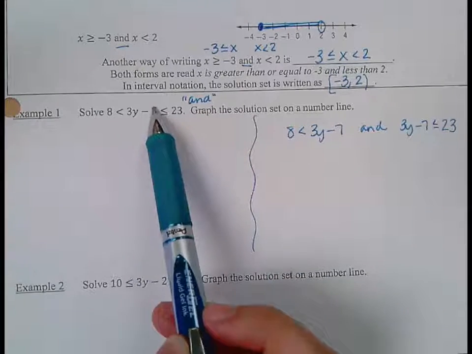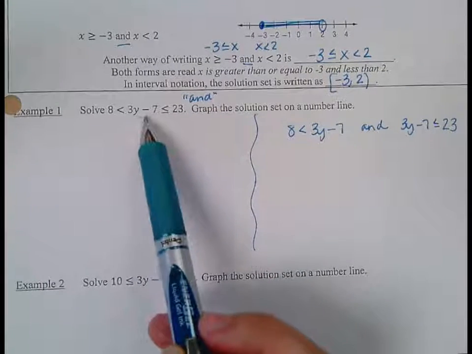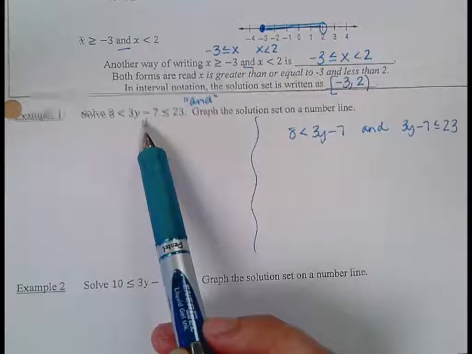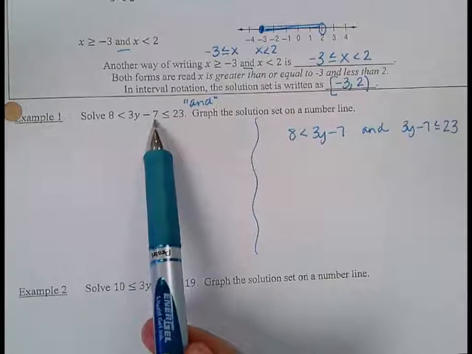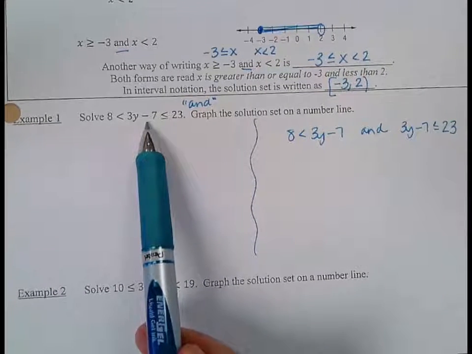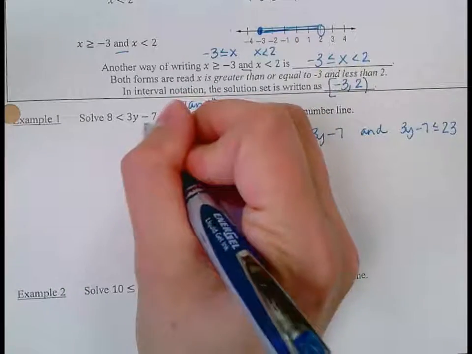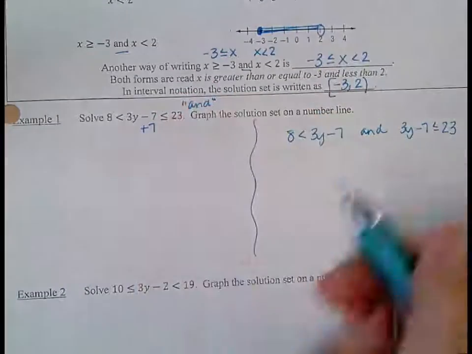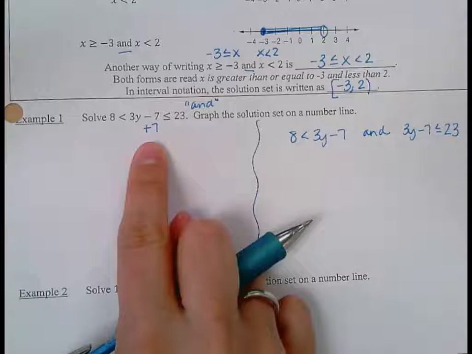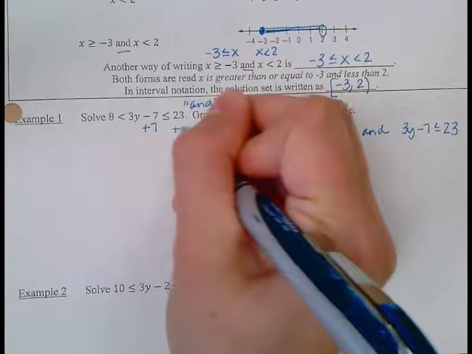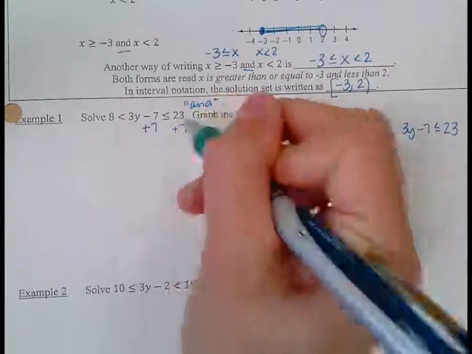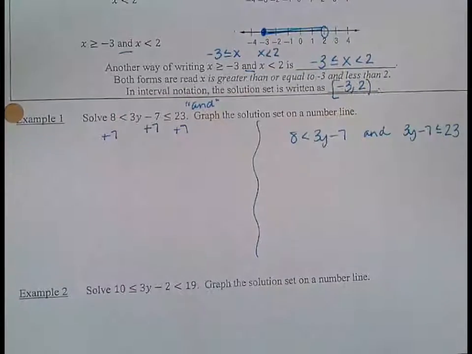And your goal is to get the variable y by itself in the middle. So if I wanted to get y by itself, I have to get rid of the 3 and the minus 7. So I would want to get rid of the minus 7 first by adding 7. But I not only need to add 7 to the middle, I have to add it to both sides. So I have to add it to the 23 on the right side and to the 8 on the left side.